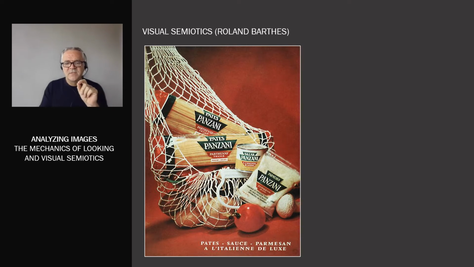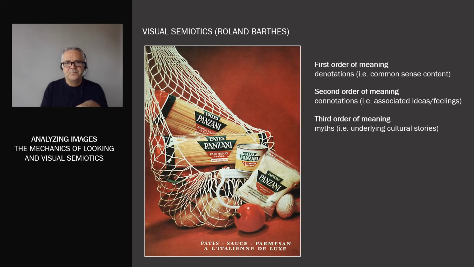You should already have started working with visual semiotics in your homework exercise, of course, looking for signs and connotations in advertisement. So let me just situate that homework assignment a little bit further. For Roland Barthes, visual communication, much like verbal communication, can be analyzed according to 3 orders of meaning. These are kind of 3 layers of interpretation.